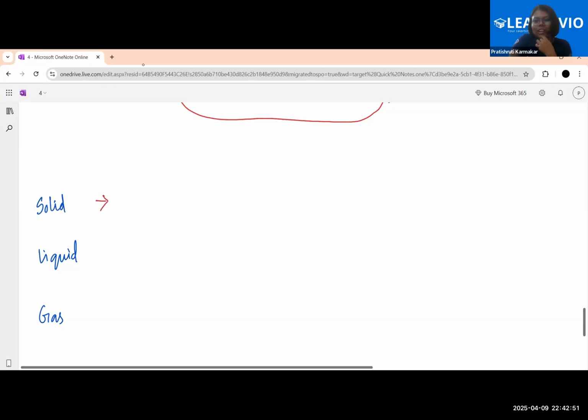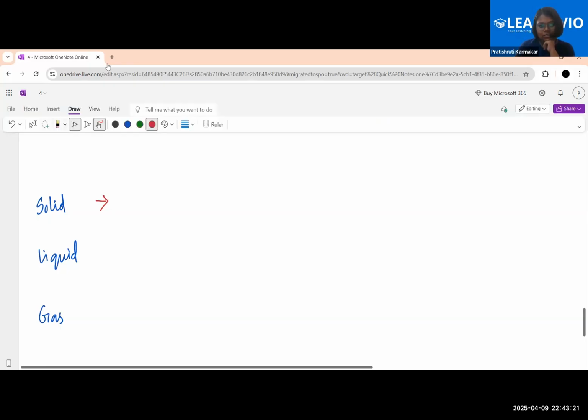Now let's come to liquid. Define liquid. For liquid, it has less intermolecular force than solid, but more intermolecular force than gas. And intermolecular space is more than solid, less than gas. It can retain the shape of any container. It has definite volume, but no definite shape. Very good.